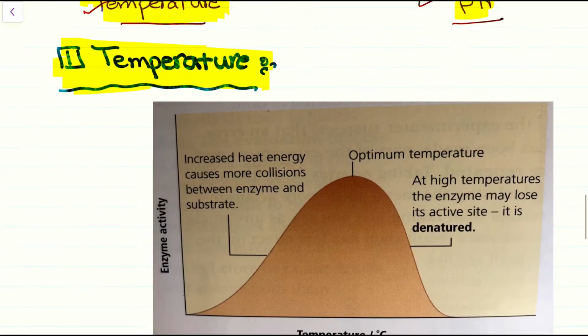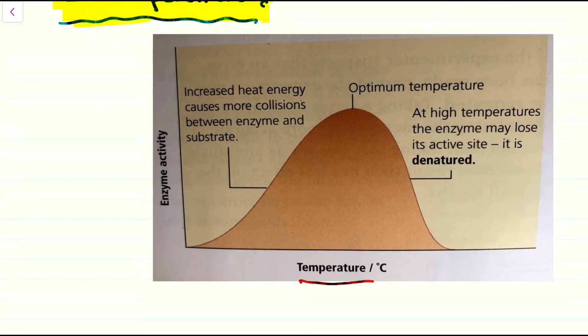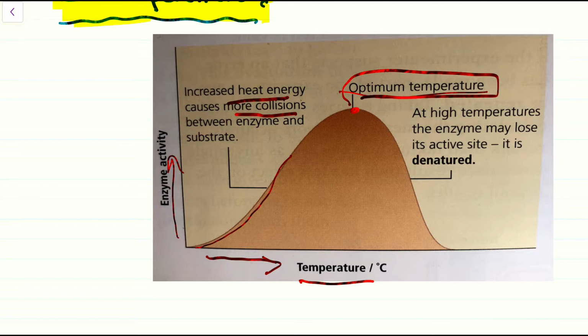At the beginning, as you see here, we have the temperature. When temperature increases, the enzyme activity increases, as you see. Why? Because of more collisions between the enzyme and substrate. But because it's protein in nature, it has an optimum temperature at which the enzyme works best. So the production of the product is highest at its peak, the peak of the graph.